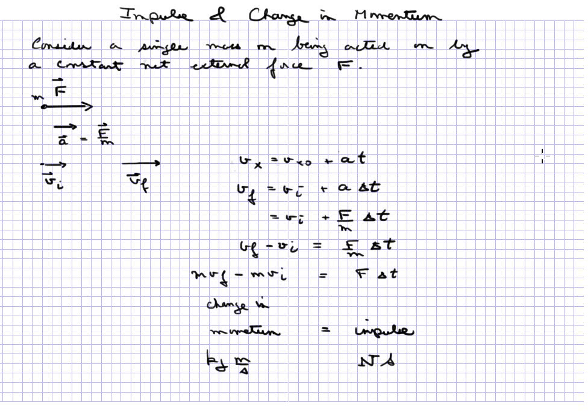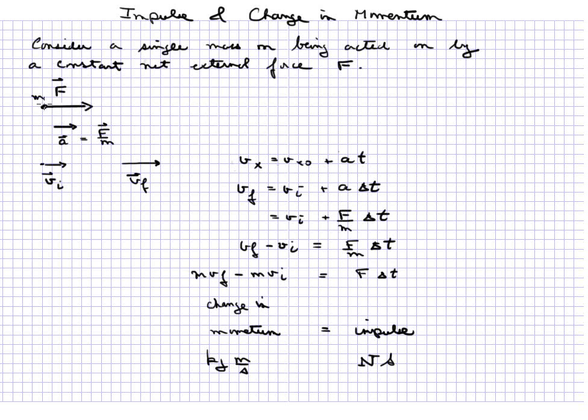There's a relationship between change in momentum and a quantity called impulse. To show you that, let's consider a single mass m being acted on by a constant net external force F. So this would then represent a force diagram for the mass m. I'm assuming that the net force acts to the right, but it could be acting in any direction.